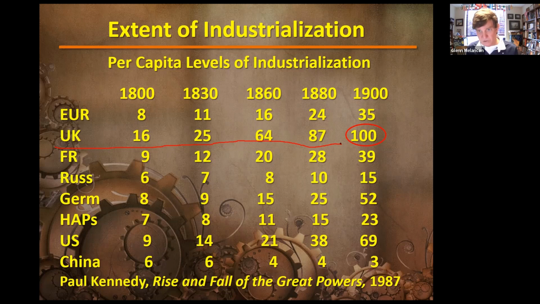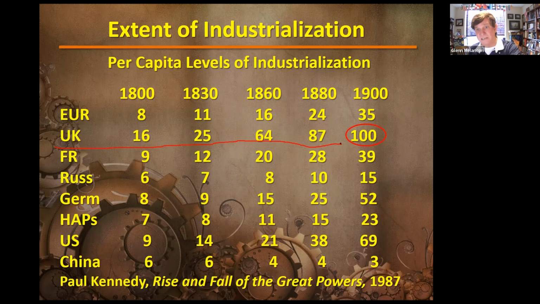And so, relatively speaking, China falls farther and farther behind the West, even though if you look at the beginning of the 19th century, right? Europe as a whole was 8, France was 9, Russia 6, Germany 8, Habsburg 7, United States 9, and China was 6. It's right there along with everybody else. But Chinese, Russian, and Habsburg political leaders all made a conscious political choice not to adopt industrialization, not to adopt modernization, because they saw it as disruptive.